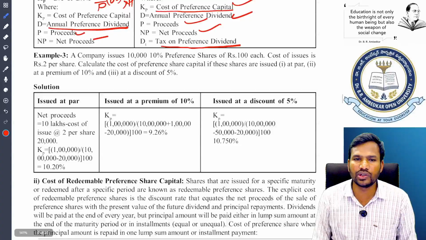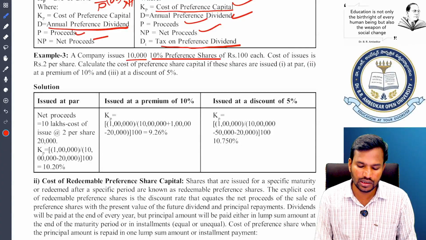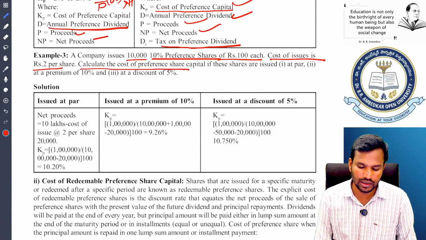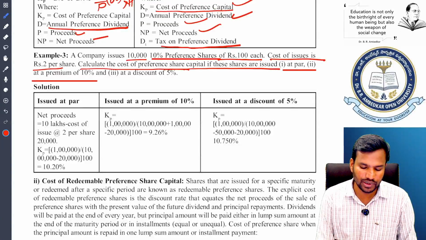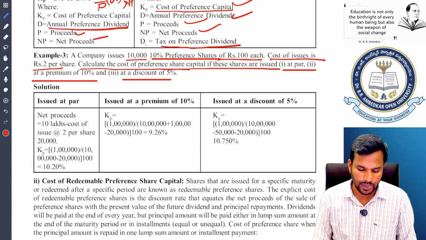A company issues 10,000 10% preference shares of 100 each. Cost of issue is 2 rupees per share. Calculate the cost of preference share capital if these shares are issued at par, at a premium of 10%, and at a discount of 5%.